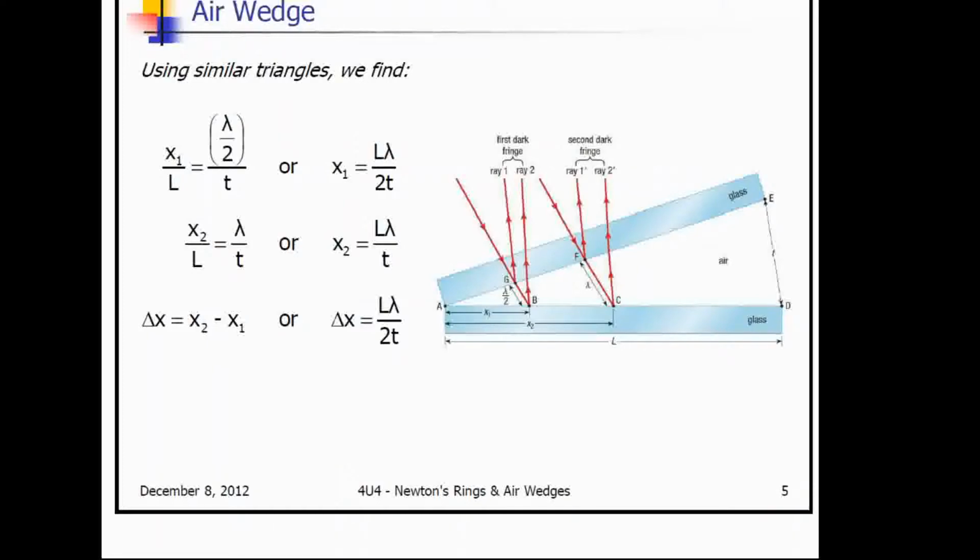So using similar triangles, we can see that ABG, the triangle, is similar to ACF. And ABG, the distance from B to G would be half a wavelength. The distance from C to F would be a full wavelength. This is where our fringes would occur. So you'd have a dark fringe. A first dark fringe would occur at lambda over 2. The second dark fringe occurs at lambda.